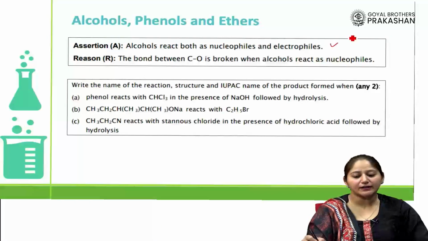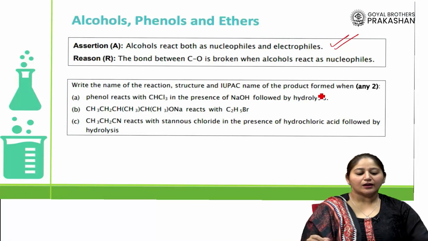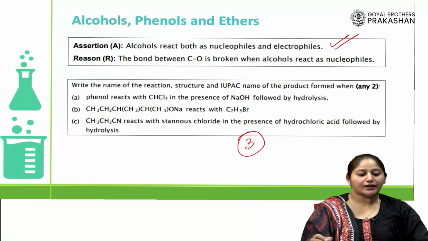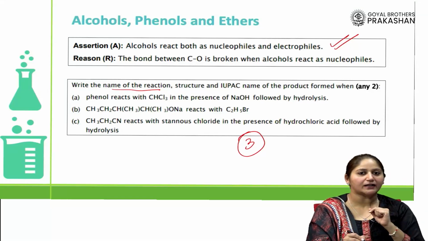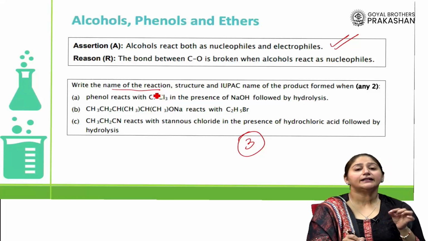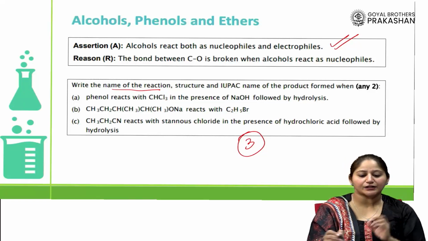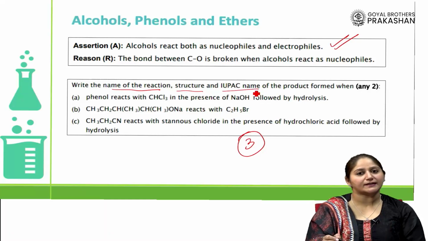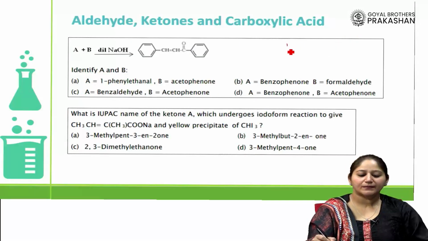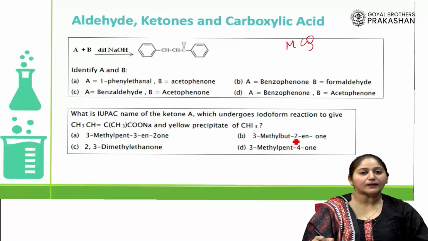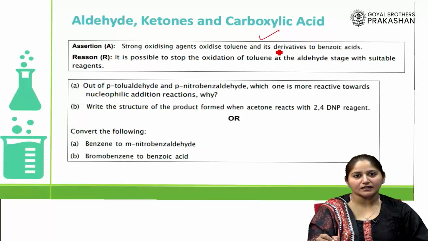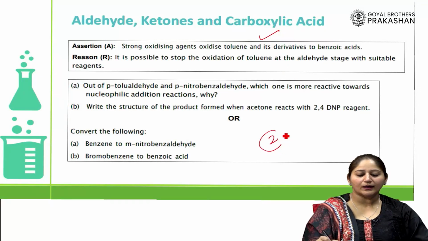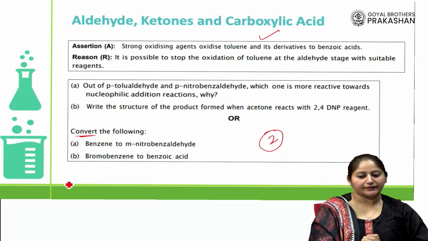Then there is an assertion reason question asked from alcohol, phenol, ether. After that, there is a 3-marker question where you have to write the name of the reaction. As I was saying, name reactions are very important from organic chemistry. You can clearly see here, a name reaction has been asked. Write the name of the reaction, then the structure of the product and its IUPAC name. Then in aldehyde and ketone, this is a multiple choice question here. This is also a multiple choice question from aldehyde ketone. How much weightage is given to aldehyde ketone? Children, 8 marks. So an assertion reason question has been asked from aldehyde ketone, followed by a 2-marker conversion question, right?